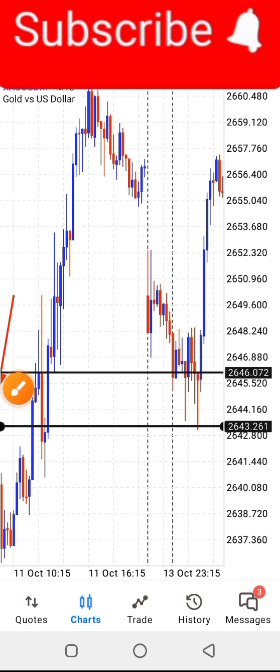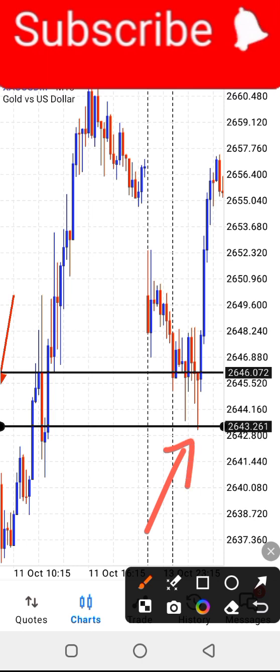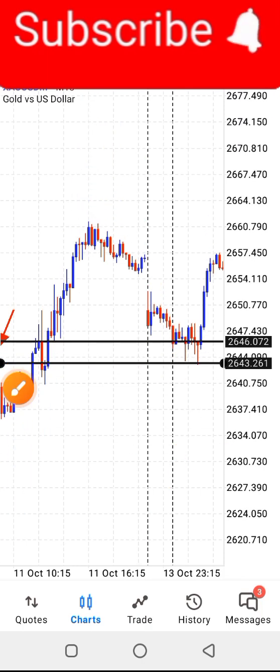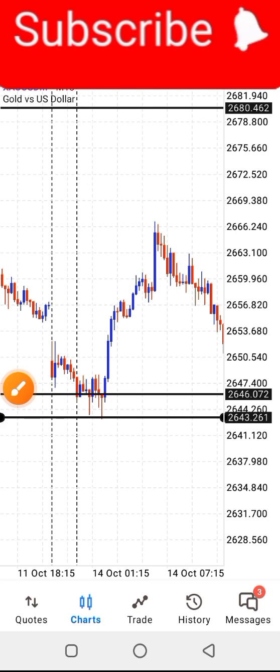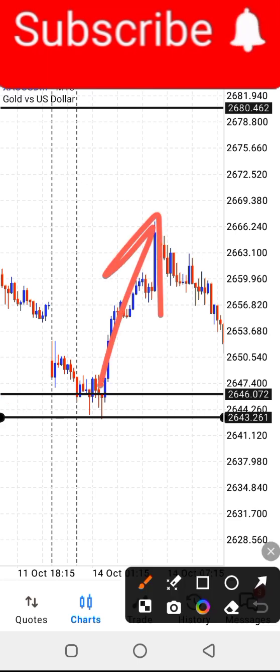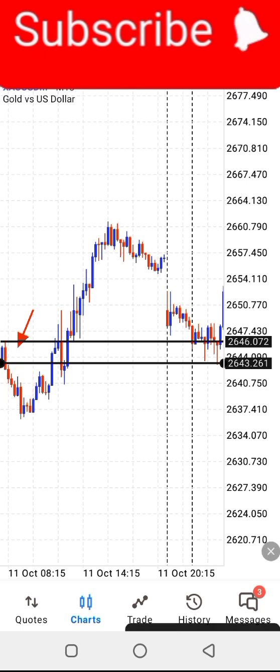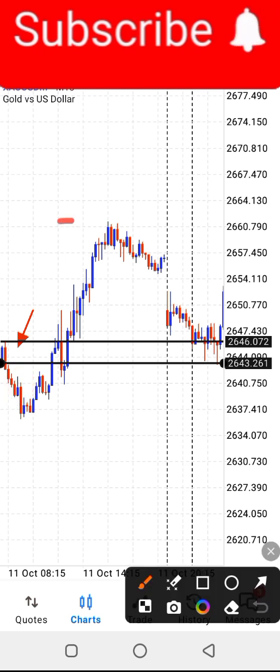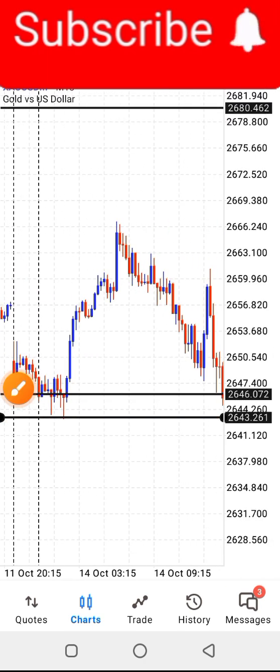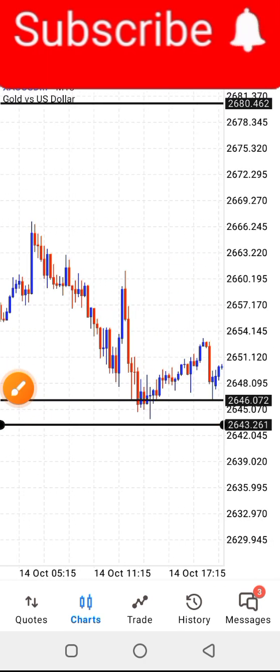The wick found it difficult to even go outside of the level. So if you place your SL a few pips below, you are good to go. Gold always has a tight spread, so you don't have any issues. And you can see the way price pushed in the upwards direction. As an experienced trader, you should have an idea of where you want to take your profits. You can take partials once this high gets taken out. So you can see the high got taken out.